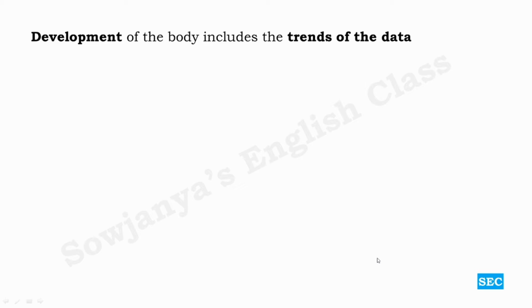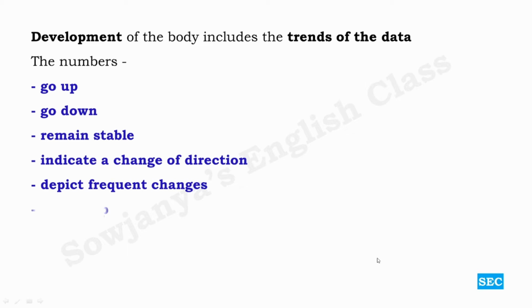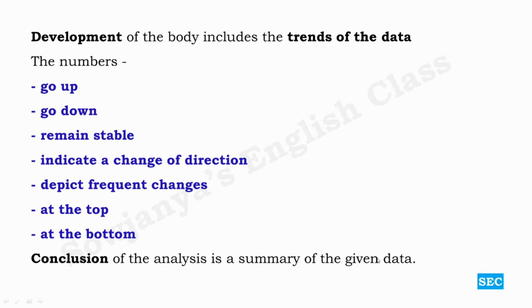Development of the body includes the trends of the data. What are trends of the data? Numbers, whether they are going up, they go down, they remain stable, they indicate a change of direction, they depict frequent changes, they are at the top or at the bottom. All these come under the development paragraph. These trends we are going to describe in our paragraph. And the conclusion of the analysis, as I have already told you, is a summary of the given data, nothing more than that. Just sum up in a single sentence.